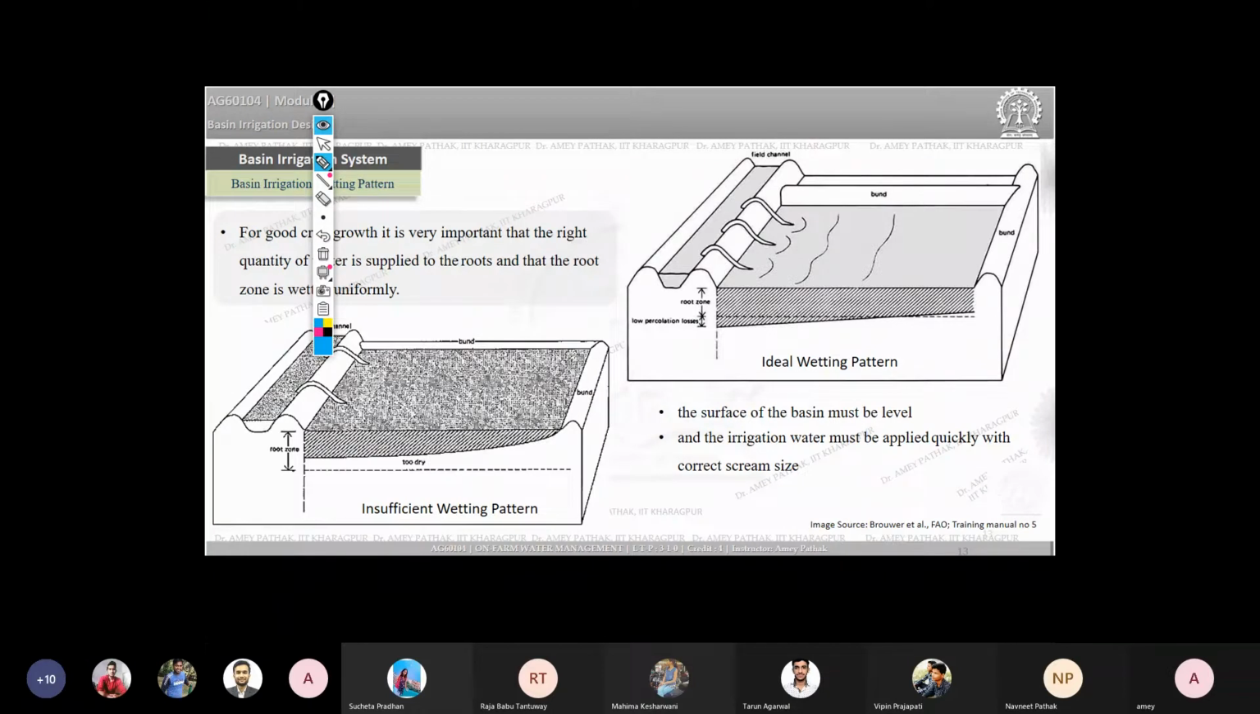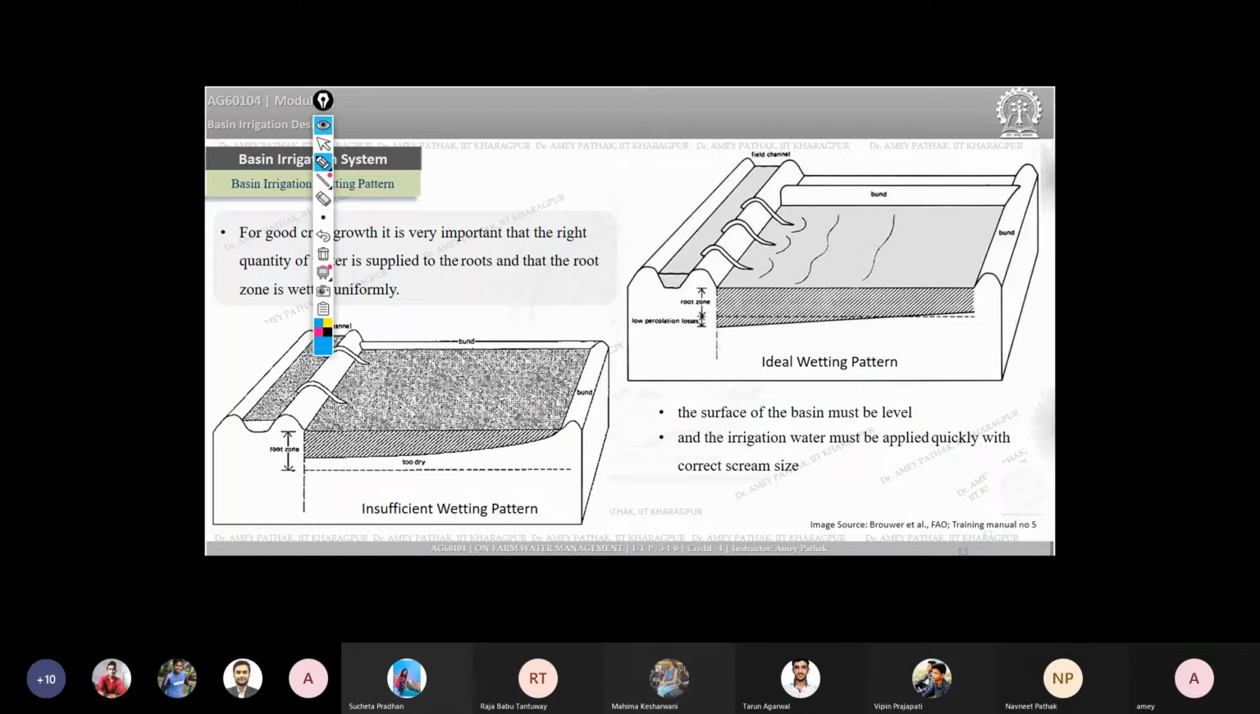But in this case, because of the poor design, or we can say the infiltration is not sufficiently done to the required depth, we can see this much depth is left unnoticed. So it means this is a deficient irrigation. This infiltration profile is not sufficient, so in that case we have to improve, we have to redesign the system.